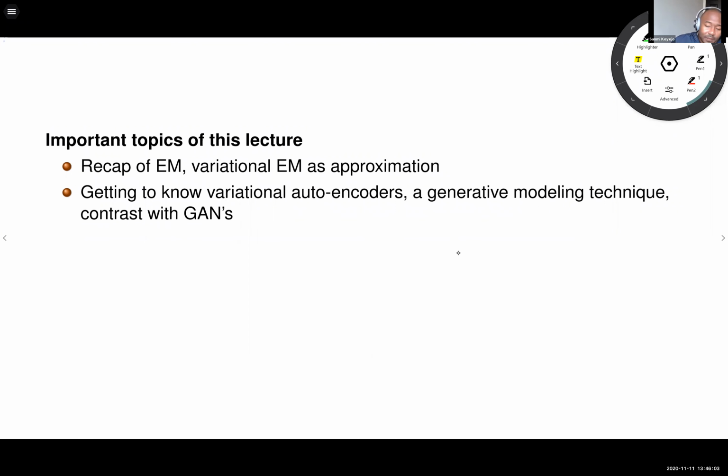Okay, so the key components of the lecture today: EM, variational EM, and then using these for variational autoencoders. Next lecture, we'll talk about autoregressive models, which are other models for sequence data. So we'll talk about recurrent neural networks, RNNs, LSTMs, GRUs, and things in that family.